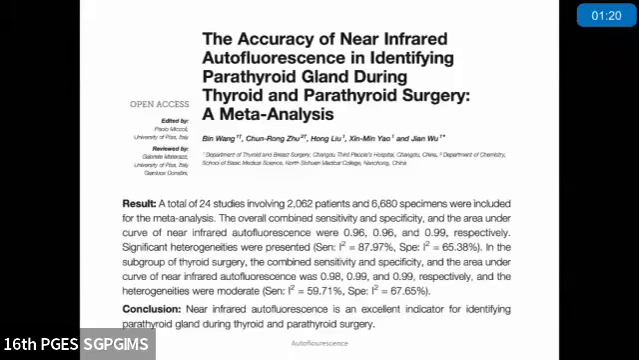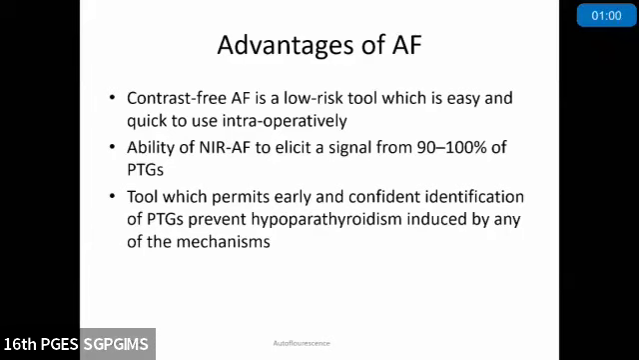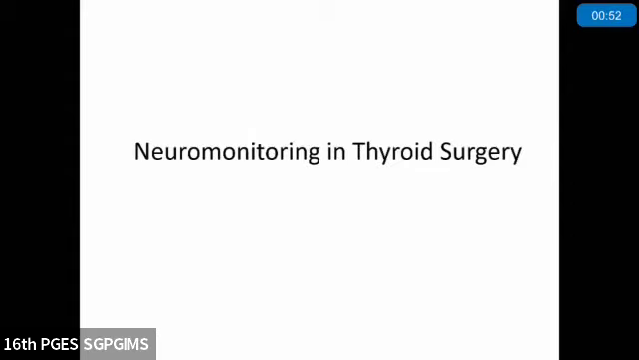A lot of meta-analyses and systematic reviews have been done, and all have confirmed that autofluorescence is an excellent indicator for identifying the parathyroid glands during thyroid surgery. It does not have an important role in parathyroid surgery, so I'm not touching on that, but it has a definite role in thyroid surgery. So the advantages of autofluorescence over ICG are that it is contrast-free and easy to use.